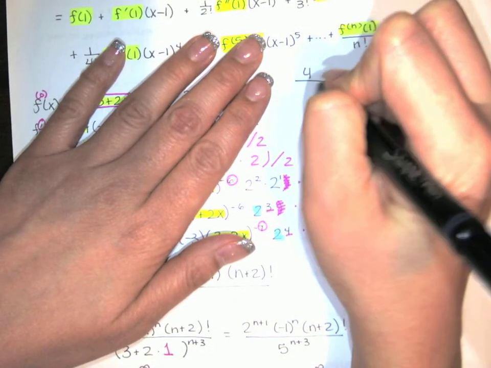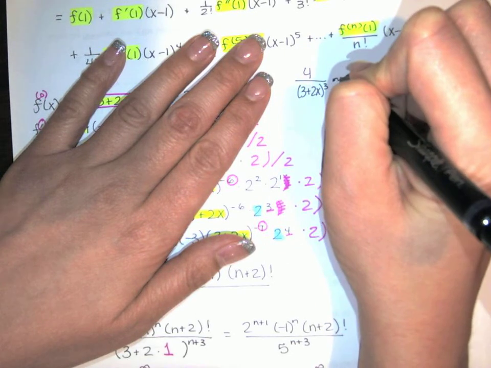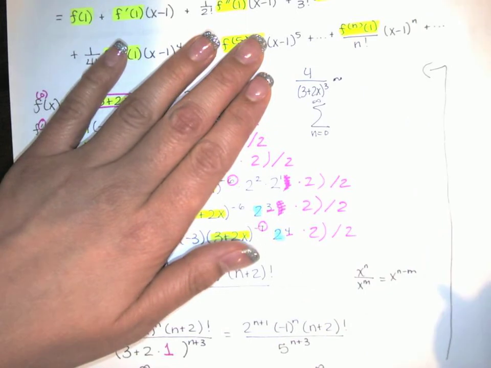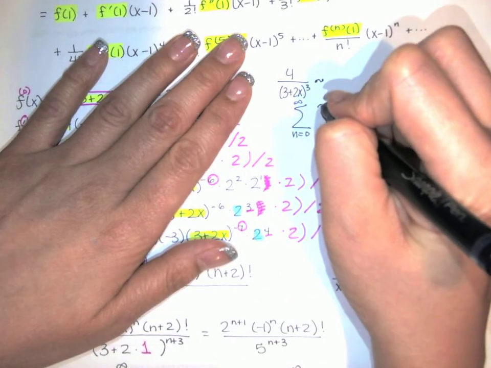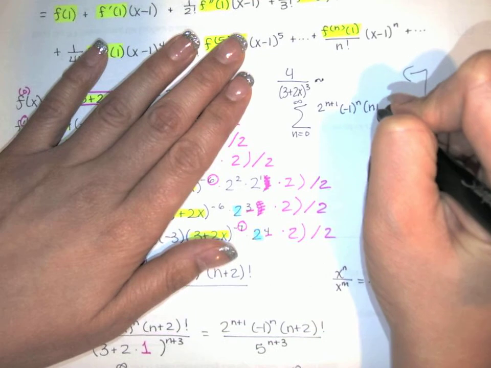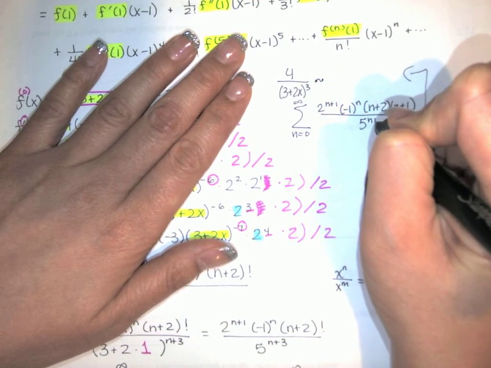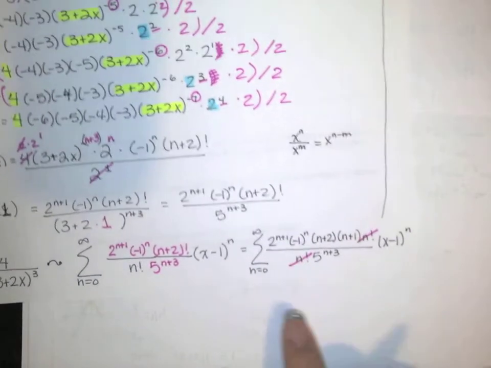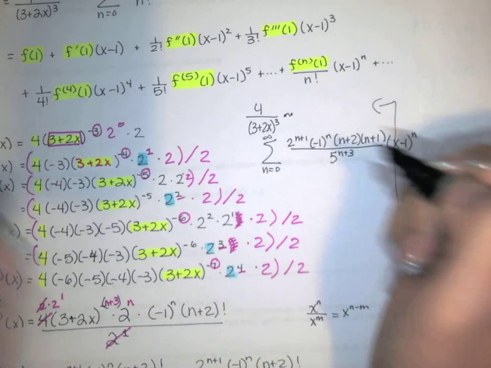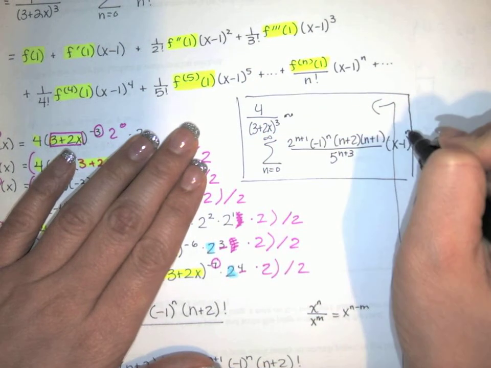The Taylor series for 4 over 3 plus 2x quantity cubed is this. Here's the simplified version. The sum as n goes from 0 to infinity of 2 to the n plus 1 times negative 1 to the n times n plus 2 times n plus 1, all divided by 5 to the n plus 3. Those are the coefficients, times x minus 1 to the n. That's what we were looking for, the nth power.